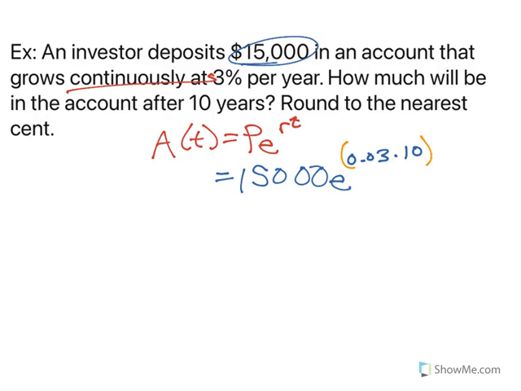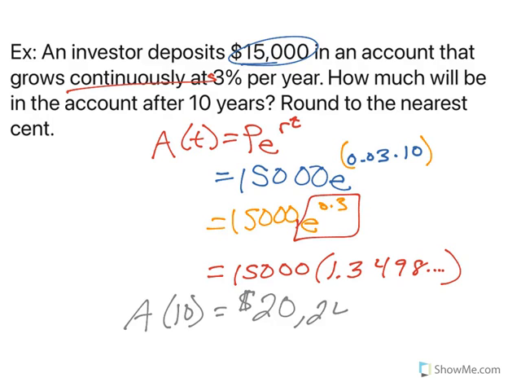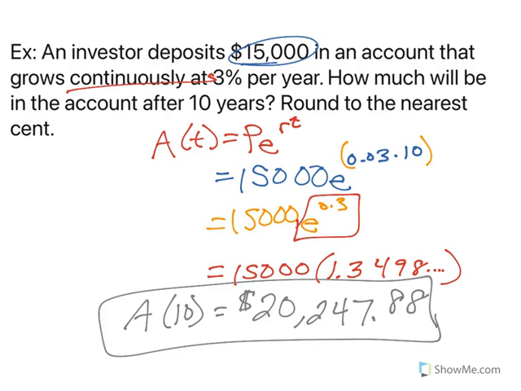It is important to do your exponent first. So 0.03 times 10 will give me an exponent of 0.3. Then we do the exponent next. So e raised to the 0.3 power is going to give us approximately 1.3498, goes on and on and on. Again, do not round in your calculator. Leave that number. Just hit times 15,000, and the amount after 10 years is going to be $20,247.88, rounded to the nearest penny.